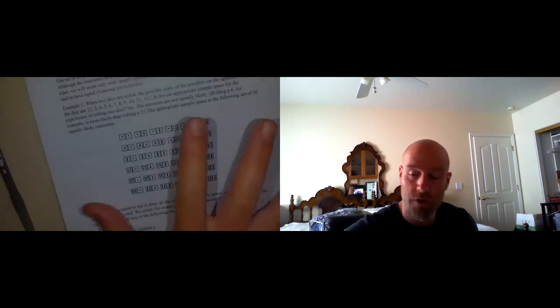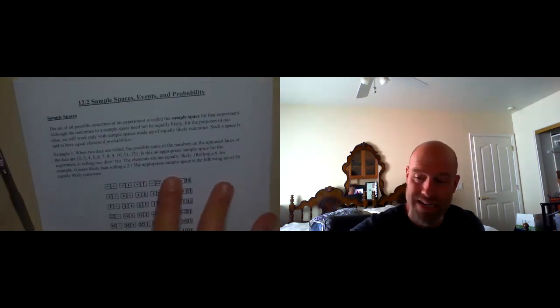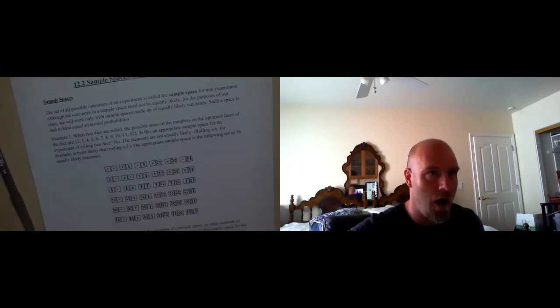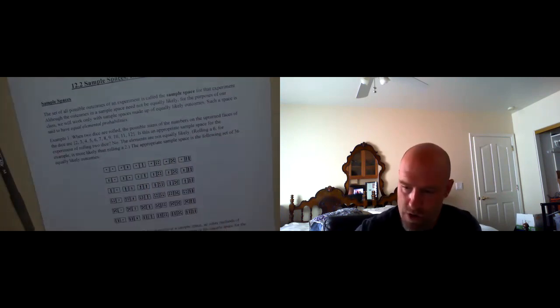Today we're going to go over 12.2. We're going to deal with probability, which comes after counting. You have to be able to count to do probability because in order to do probability, you have to count the number of favorable events divided by the total number of possible events. That is my little formula for probability. And we're going to look at a couple of examples here.